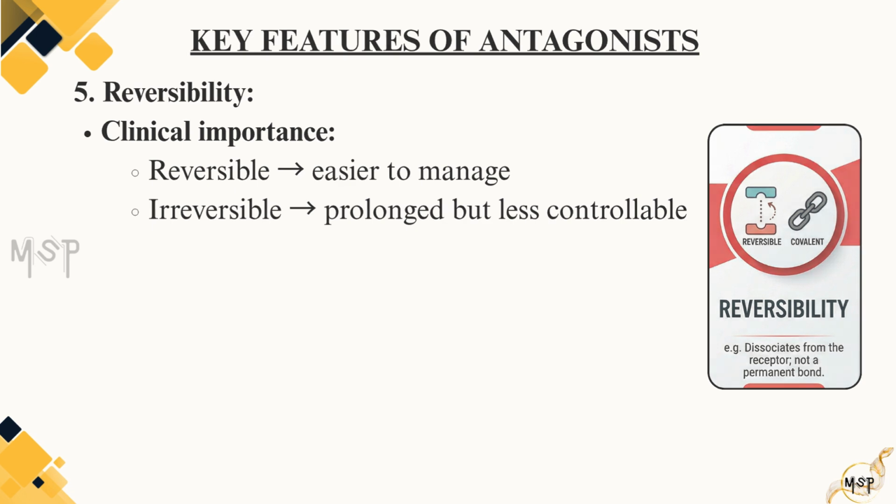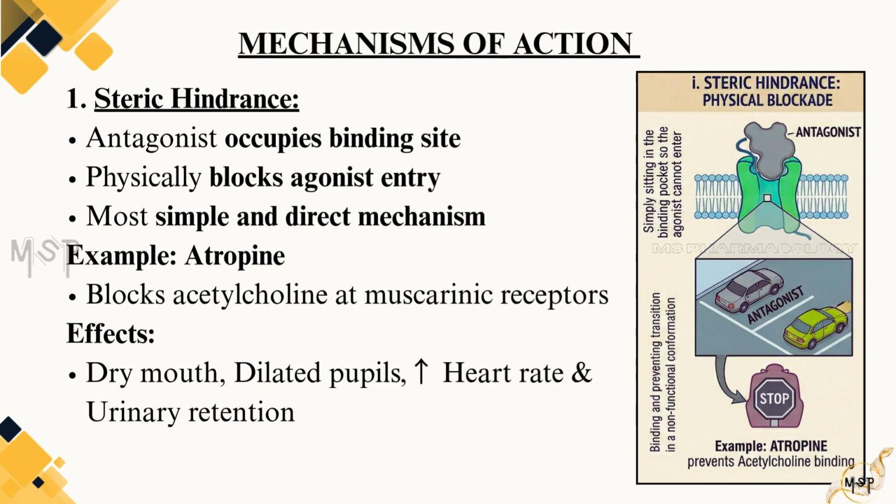Let's now go through the 4 molecular mechanisms antagonists use to block receptor activity. Mechanism 1. Steric hindrance. The antagonist simply occupies the binding pocket, preventing the agonist from entering. This is the most straightforward mechanism. The antagonist physically blocks access to the binding site due to its bulk and shape.